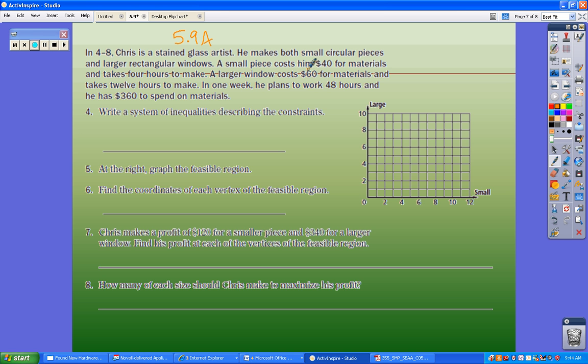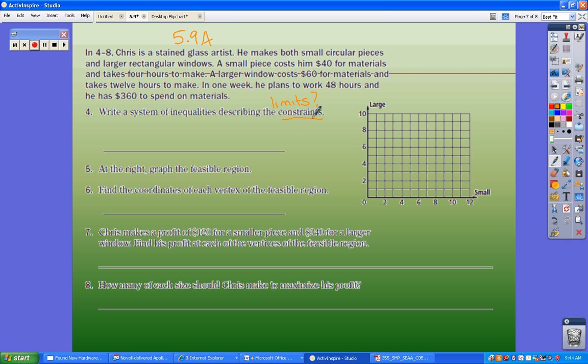Okay, he makes both small circular pieces and large rectangular windows. A small piece costs him $40 for materials and takes him 4 hours to make. A large window costs $60 for materials and takes 12 hours to make. And in 1 week, he plans to work 48 hours and has $360 to spend on materials. So the first thing I'm going to ask you is, what are my constraints? What is limiting me?